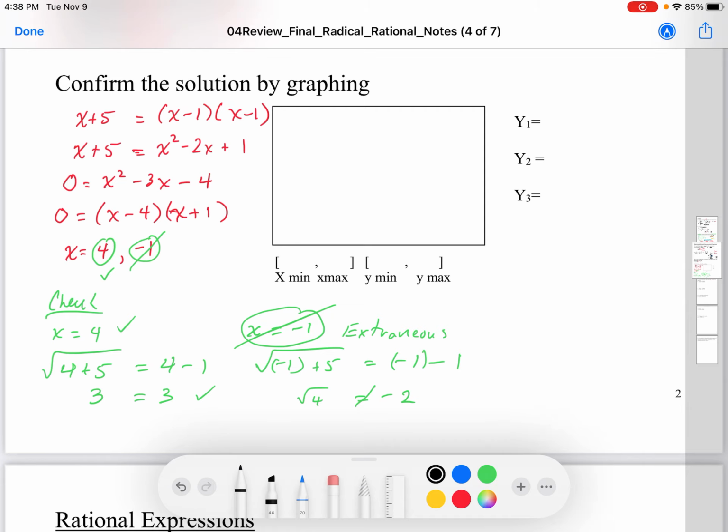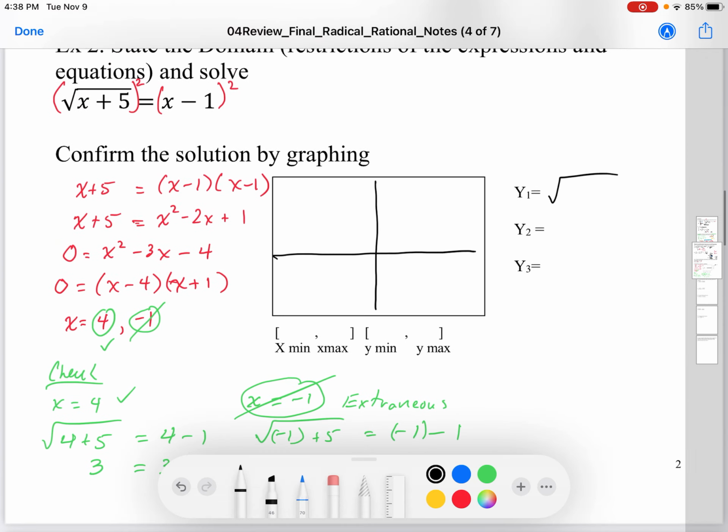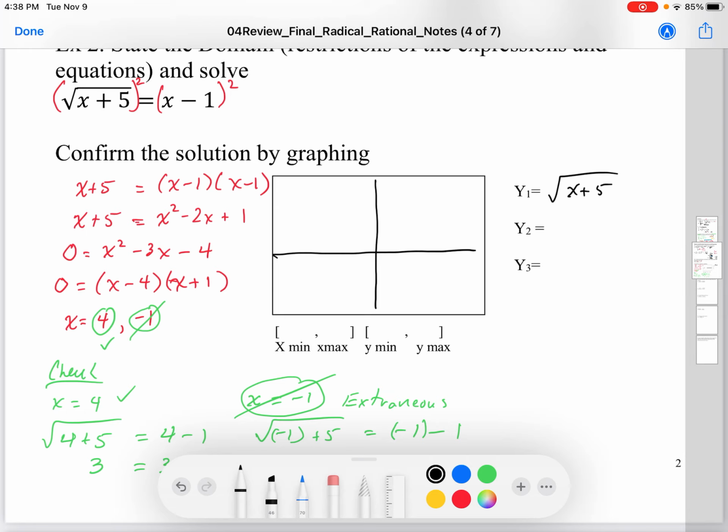I can check this by graphing it. Okay, so I'm just going to graph the square root on one graph. So x plus 5, and then x minus 1 is my other graph. So square root of x plus 5 is going to look something like this. It's going to start at -5. That's my domain. And then it's going to go to the right. This equation here, x minus 1 is a linear equation that has a y-intercept at -1. And I can see that my solution of x equals 4 is showing up right there.